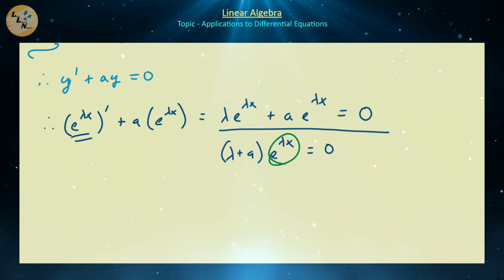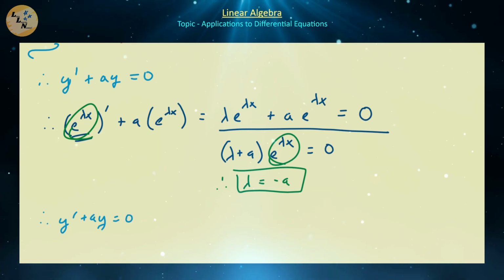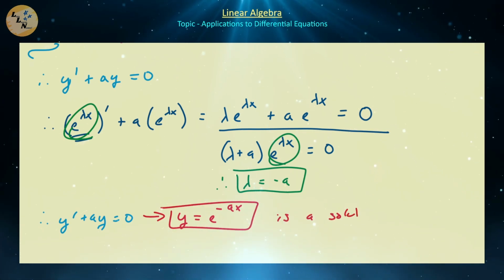Keep in mind, if lambda is a real number, e to the lambda x is never equal to 0, so we have that lambda must be equal to minus a. So if lambda is equal to minus a, then we have that e to the lambda x will be a solution to our differential equation. So if we have y prime plus ay equals 0, then y equals e to the minus ax is a solution.